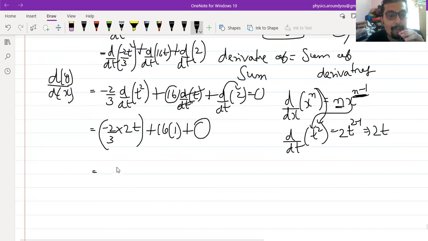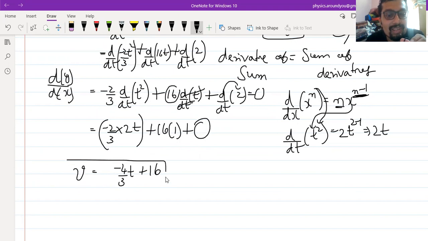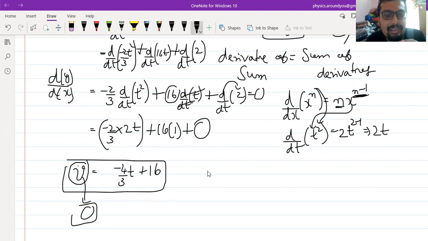Can you now tell the complete expression? It is minus 4 by 3 t plus 16. Well, what are we doing? We got velocity as a function of time. But the question is, when will the particle come to rest? So we need to find the time at which velocity becomes zero.